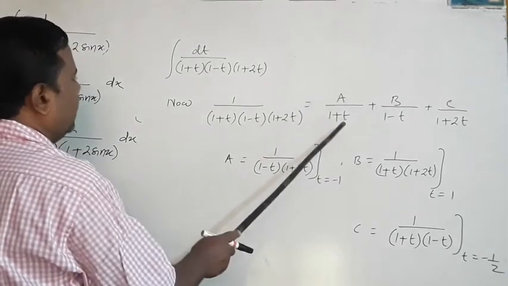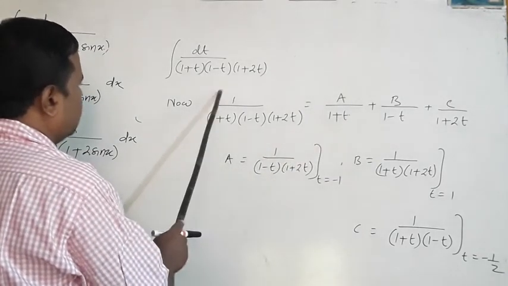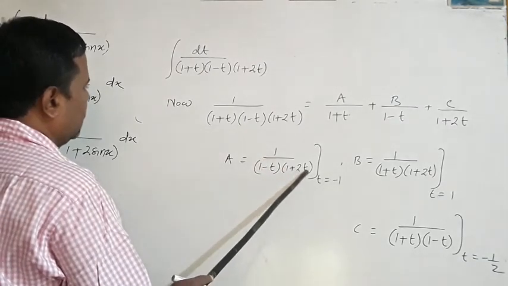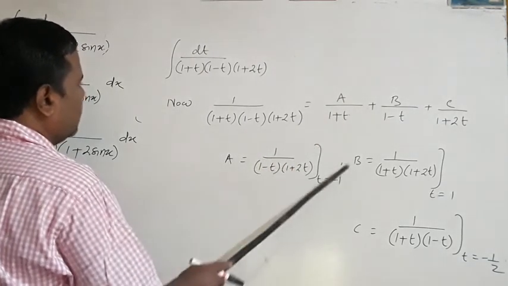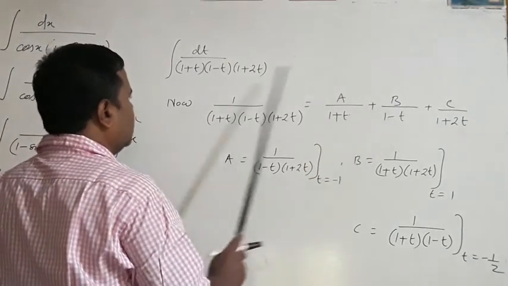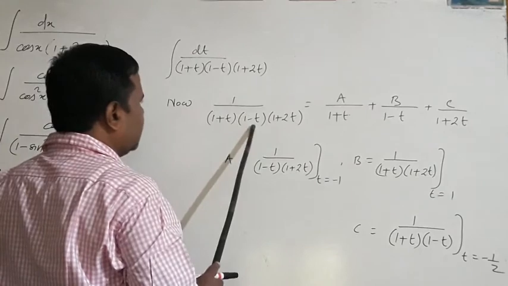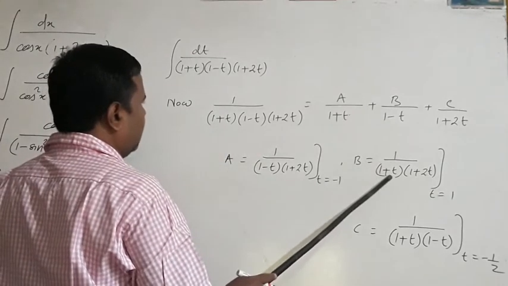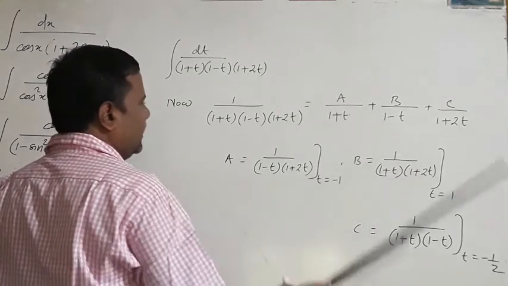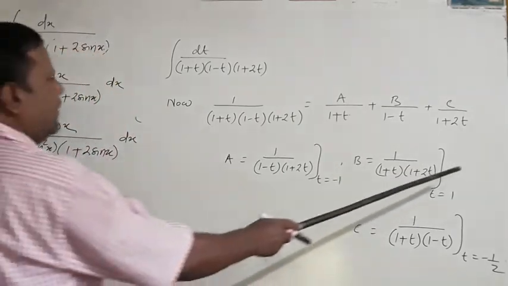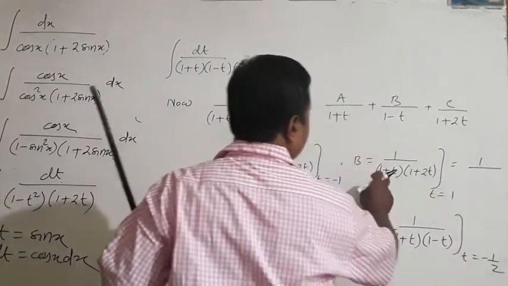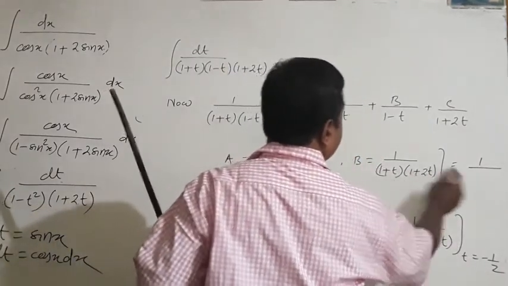And what is a? Do it directly. Multiply this 1 plus t there. You cancel. It is 1 by 1 minus t into 1 plus t, and you have to put t is equal to minus 1. For b, you have to multiply 1 minus t here, so that they will cancel, and it becomes 1 by 1 plus t into 1 plus 2t. Then put t is equal to 1. Find the value. Suppose the value is 1 by 2, it is 3, it is 6.